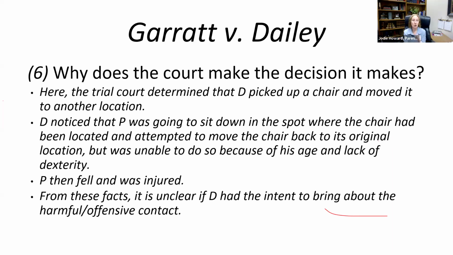But we still don't know what his mindset was when he moved the chair. We know what his mindset was a few moments later when he noticed she was going to sit down again, but not at the time he moved the chair. So the court wants more information about that moment before they make a decision about intent.